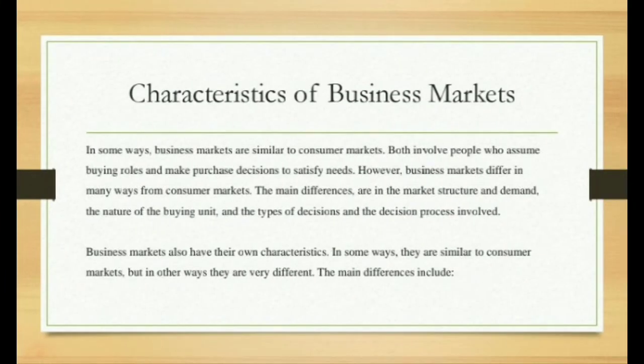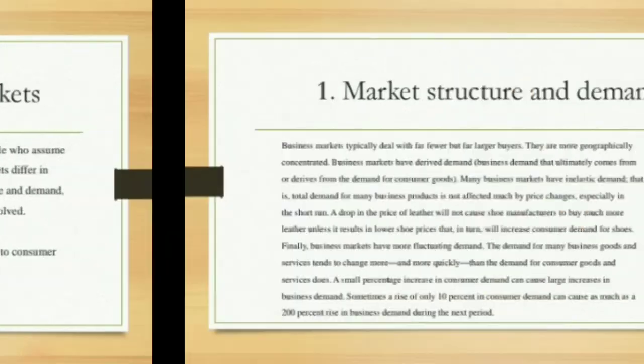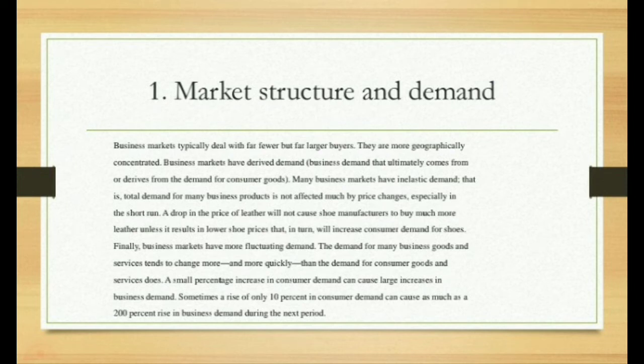Characteristics of business markets. In some ways, business markets are similar to consumer markets. Both involve people who assume buying roles and make purchasing decisions to satisfy needs. However, business markets differ in many ways from consumer markets. The main differences are in the market structure and demand, the nature of the buying unit, and the types of decisions and the decision process involved. The main differences include: number 1, market structure and demand.